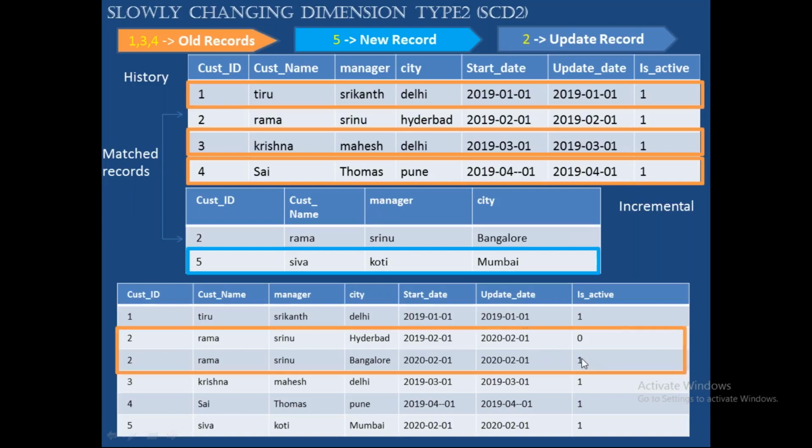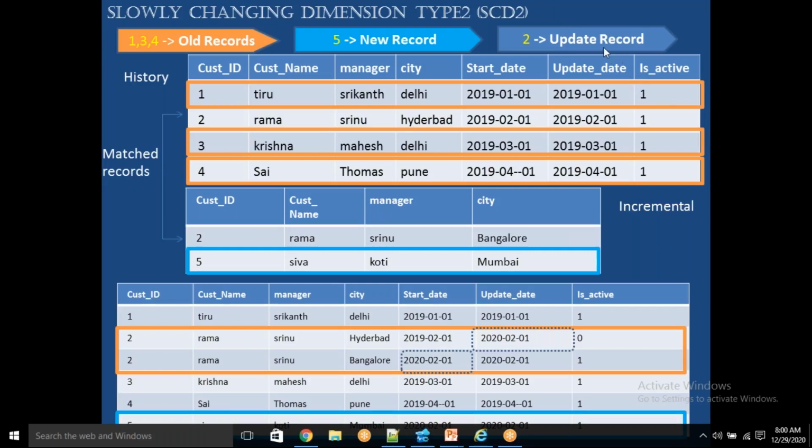This is the new record which came into the system. You can see these are the updated records. 2020-02-01 is the date on which I updated, and on the same day the new record started. On the same day I just deactivated the old record and activated the new record, because he moved from Hyderabad to Bangalore. This is the fifth record which is just inserted into my dimension. Okay, everybody's clear, friends?